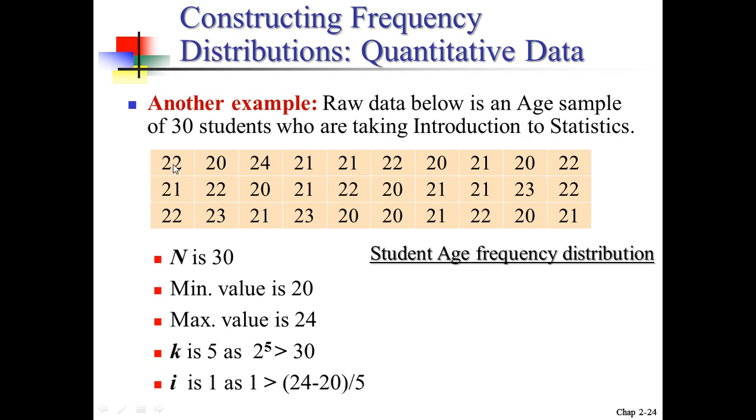This is the first student. When I ask, how are you? The first answer, 22, 20, 24, 21, 21, 20, something like here up to the last one. So I got a data set here. I want to make this 30 students' age into a frequency distribution table. Because 30 students were asked, that's why n is 30. This is small n, not capital N.